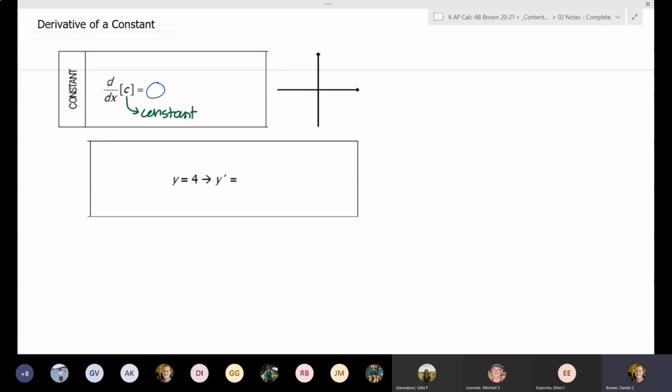I think this one is nice to think about graphically. So I have this equation here, y is equal to 4. Well, y is equal to 4 is a horizontal line at 4. What is the slope of a horizontal line? The slope of all horizontal lines is 0, so it makes sense. The derivative means slope. So we know that the derivative of 4 is just 0. So we have the power rule, we have the constant rule.